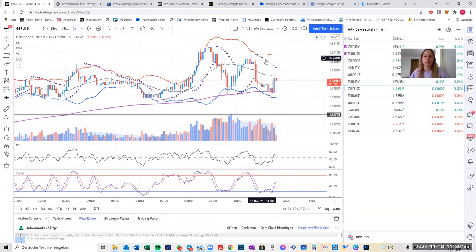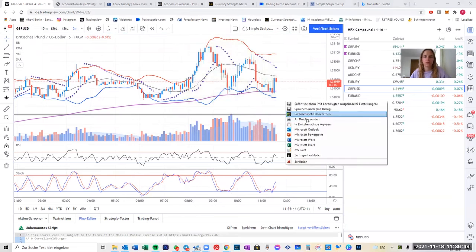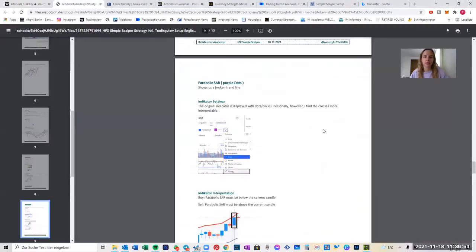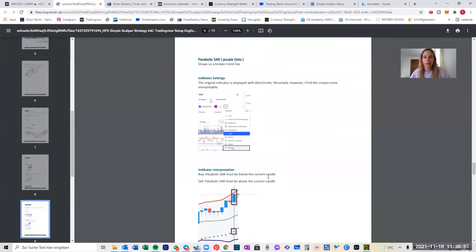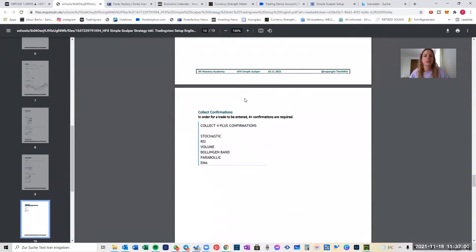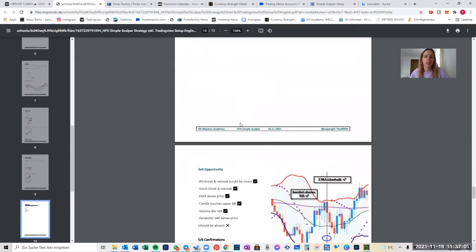What you have to do is look for the trend line, because when the parabolic SAR is changing, you see here, sell, and here we have the indication for a trend change, like we had here. I make a print screen, that looks beautiful. And that's the explanation here. Below and above, it's for a trend crossing. So there we are. That's everything we have to collect for plus confirmations.